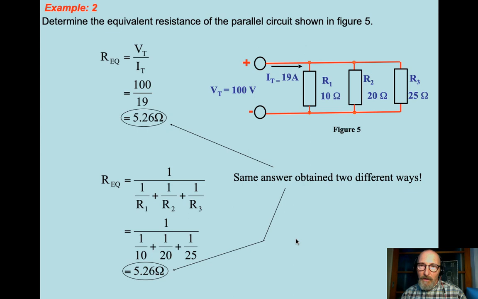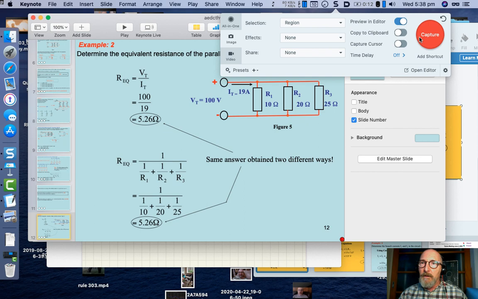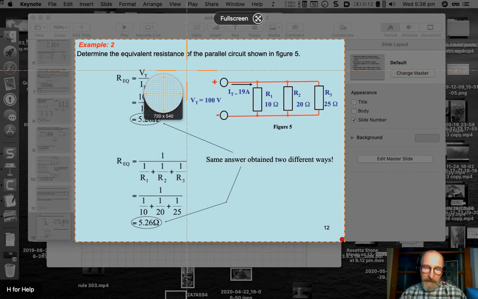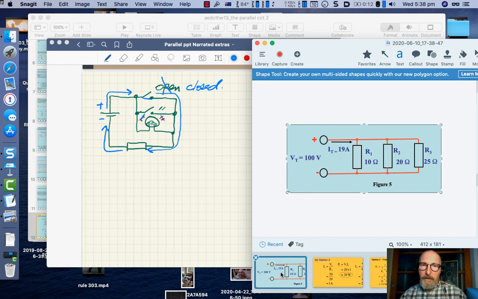All right, I'm going to come out of that slide, and I'm going to do some cutting, and we'll just snip that out. Okay. And then we'll take that down and we'll put that into GoodNotes. And we'll run some maths on that.